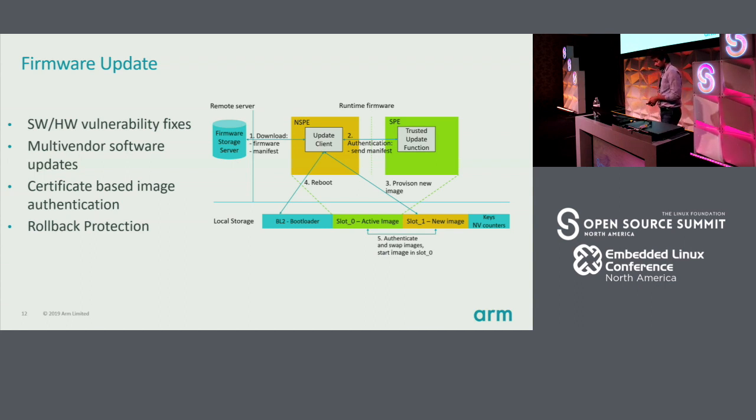And rollback protection again. If you don't have rollback protection, firmware update basically becomes pointless, because if you go to the next version of the firmware, which fixes some of the security vulnerabilities, an attacker can try to roll back to the previous version, which had those vulnerabilities in the first place.